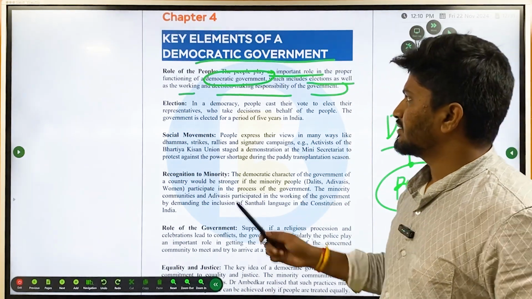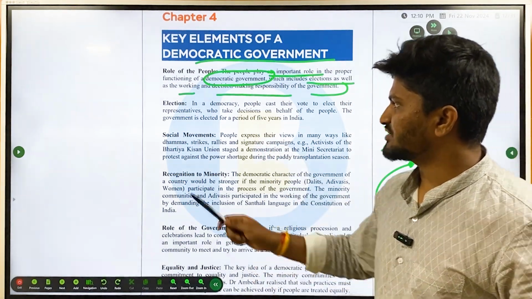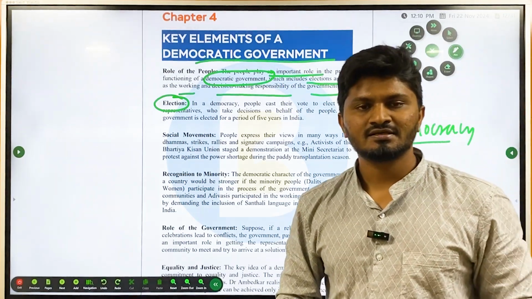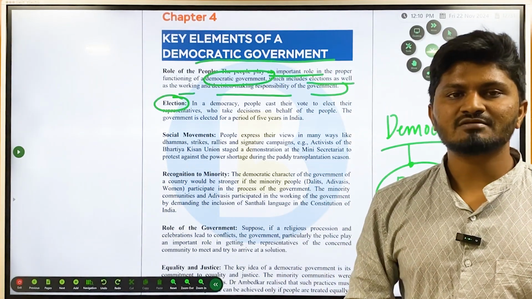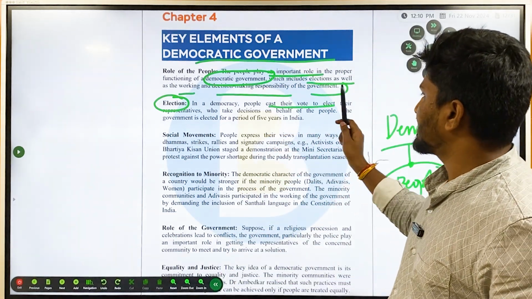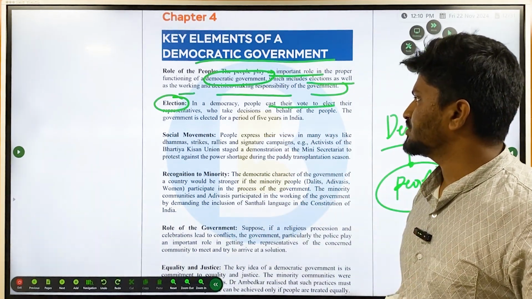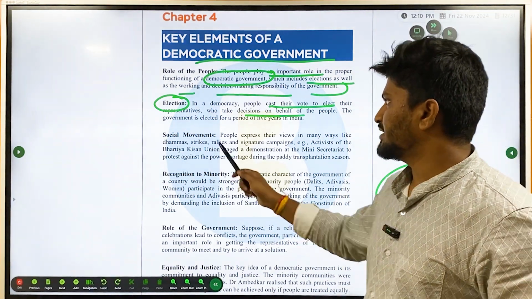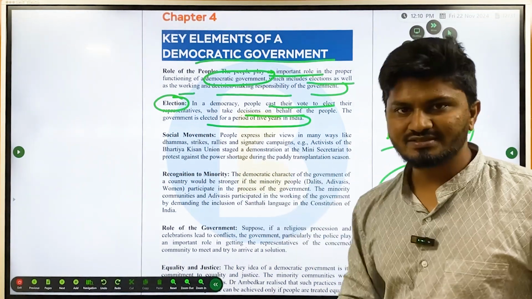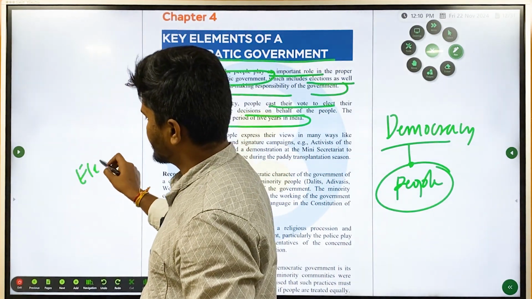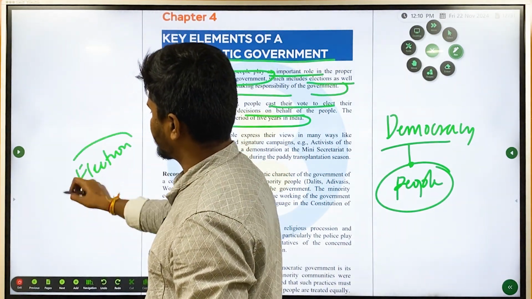Now the key elements of democracy. First and foremost is elections. What is an election? It is a mechanism of choosing your representatives. In democracy, people cast their votes to elect their representatives, who then take decisions on behalf of the people. This government is elected for a period of 5 years in India. So elections are a means to choose your representatives.